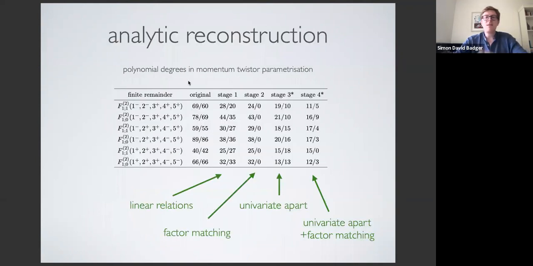So having chained all of those steps together, we can start looking at the polynomial degrees in the momentum twistor parameterization that we chose. So there's five variables for this problem. We set one of them to one, it's just an overall scale. So we have four variables left to fit, and we look at the degrees in those variables for both the numerator and the denominator. And we see some fairly large polynomials when we look at all of the range of different helicities that we need to consider.